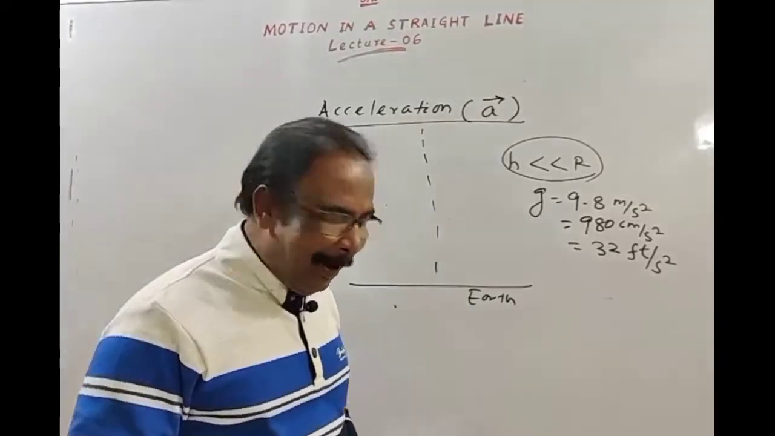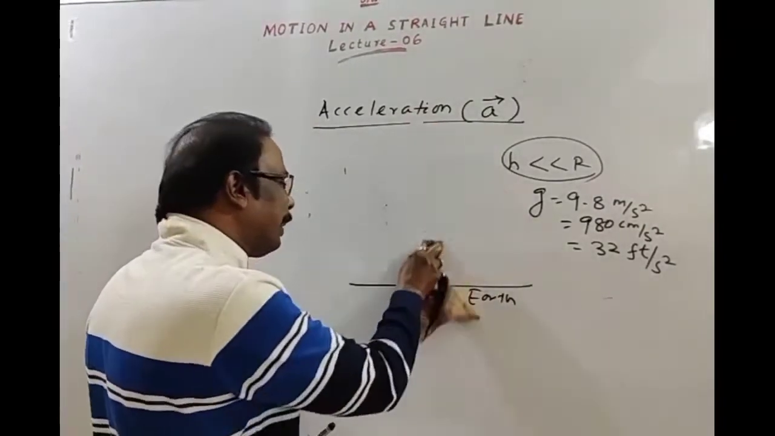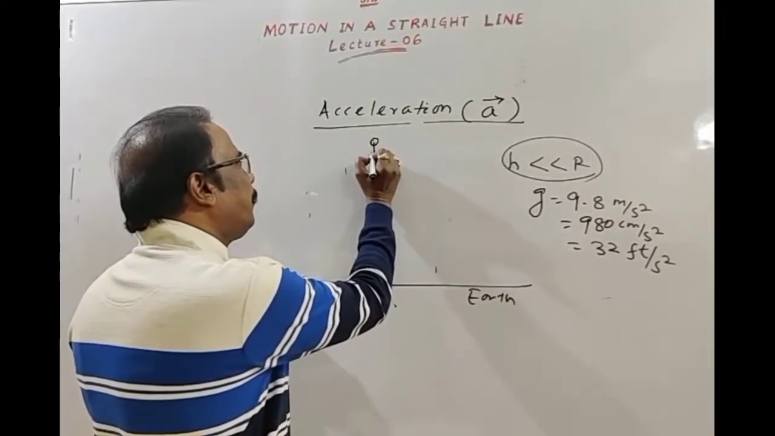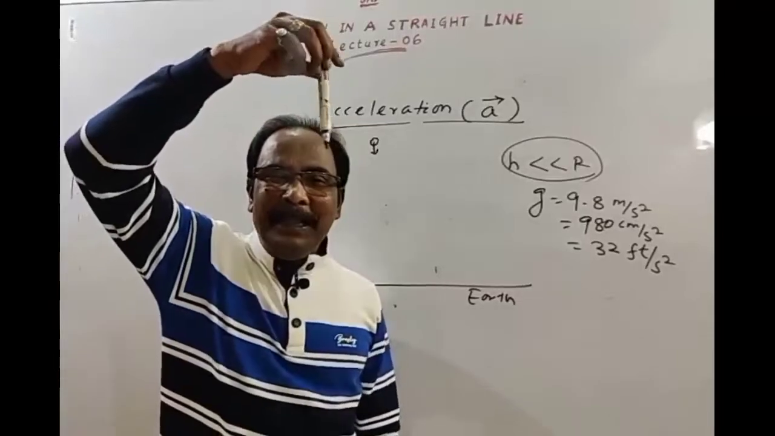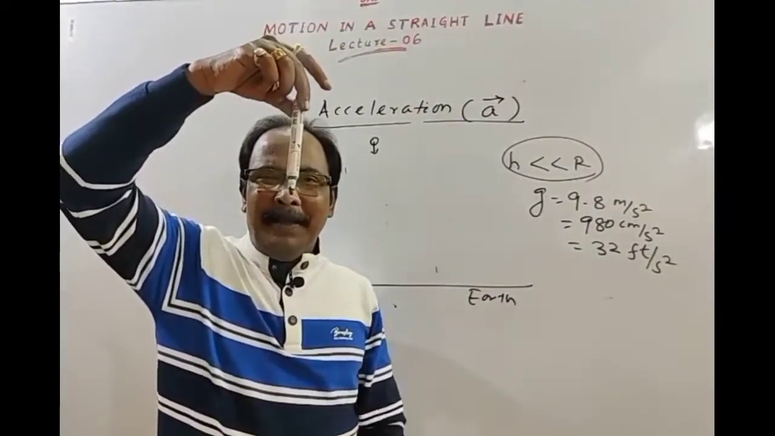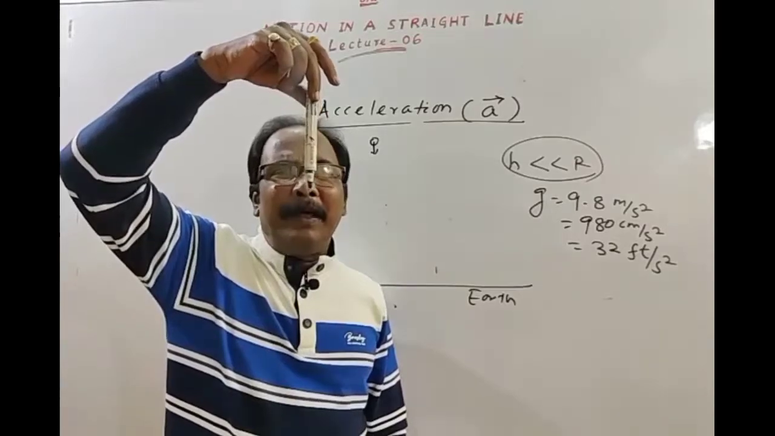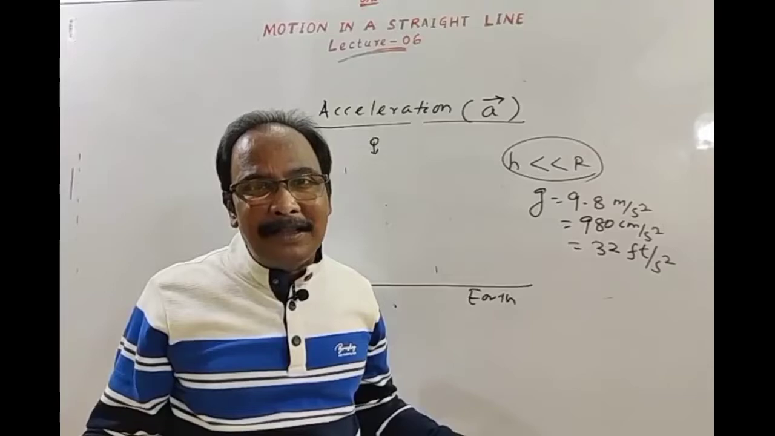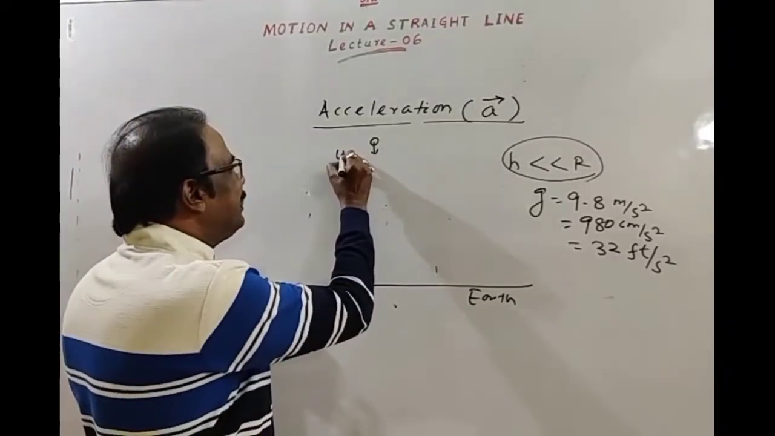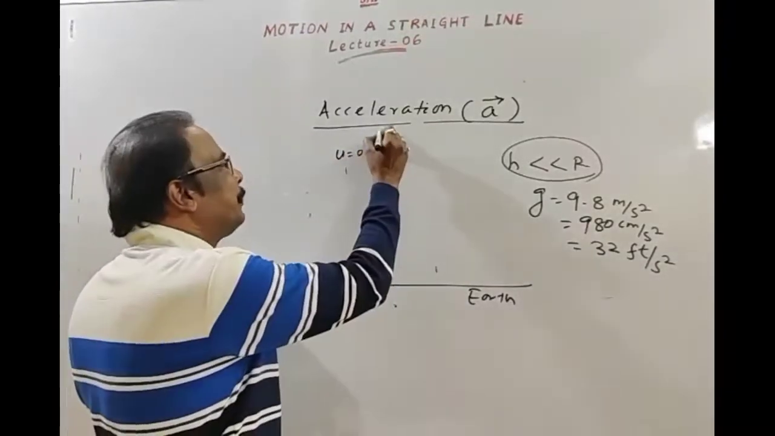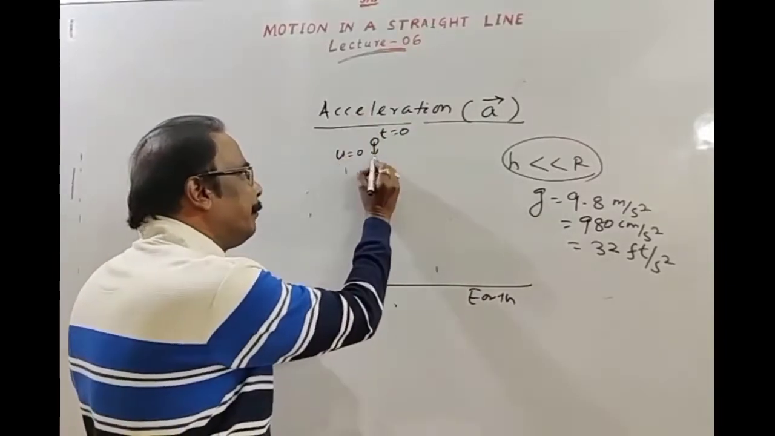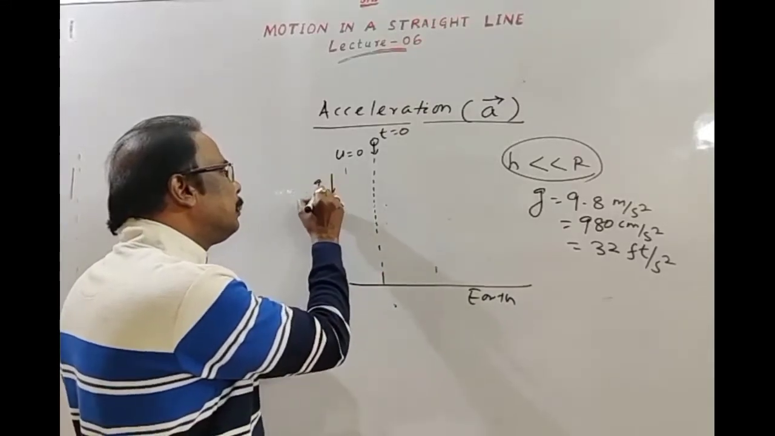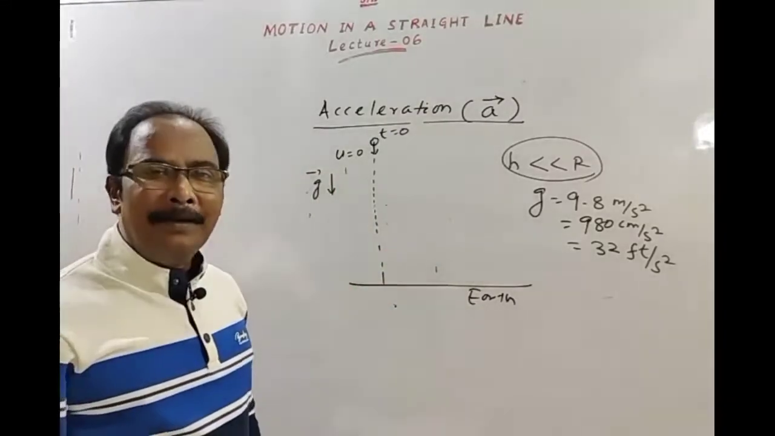We'll analyze in which way we can calculate acceleration easily. Let's consider a body dropped from a height. I am holding the body, so its velocity is 0. If I release the body, it will start its motion with initial velocity 0, at time 0. Then the body will move in the vertically downward direction. Acceleration on the body is g, the acceleration due to gravity.